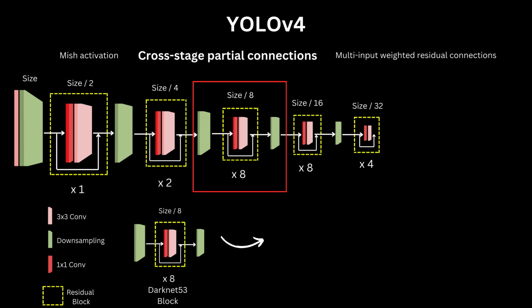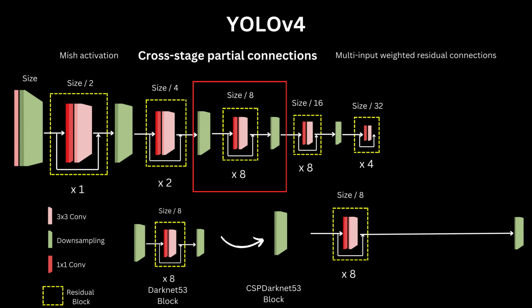Now in CSPDarknet, the entire block will take the downsampling output and first split it into 2 paths. In implementation, we do this via 1 cross 1 convolution layers. If the downsampling output has 128 channels, then each of these 1 cross 1 layers will have 64 filters to produce 2 parts containing 64 channels each. One of these parts will then go through the 8 residual blocks.